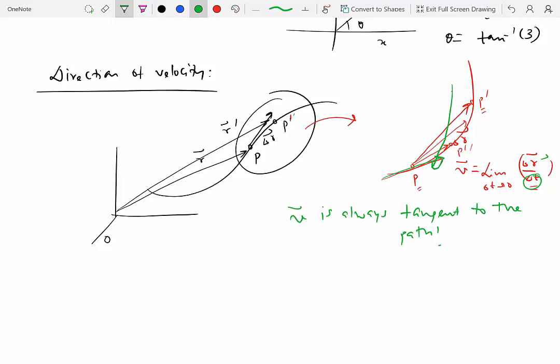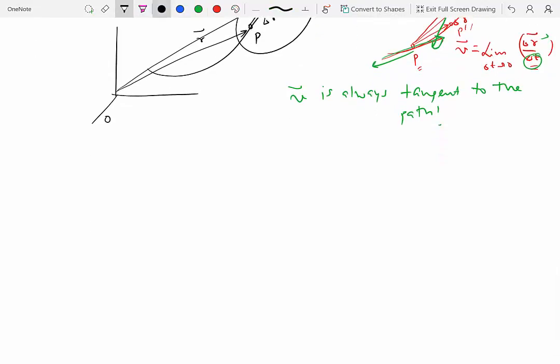Now, the tangent to the path is usually a line, so the direction of the movement will decide which way it would go. Whether it will go this way, or whether it will go that way. So velocity is always tangent to the path. That's something that you should always remember. All right, so what about its magnitude? Let's talk about that as well.